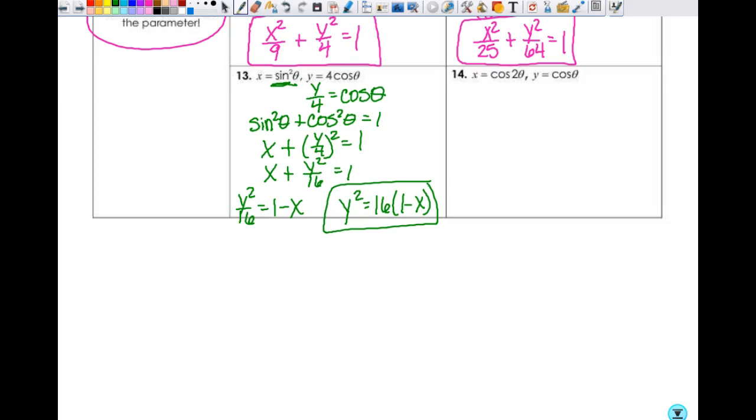All right, now let's look at 14. 14, we've got a cosine 2 theta. So cosine 2 theta was one of the ones where you had multiple options on what to choose. So get your reference sheets out and let's see if we can make an educated decision on which one to use. There's not a wrong one. It's just going to take more steps to get to where you need to be.